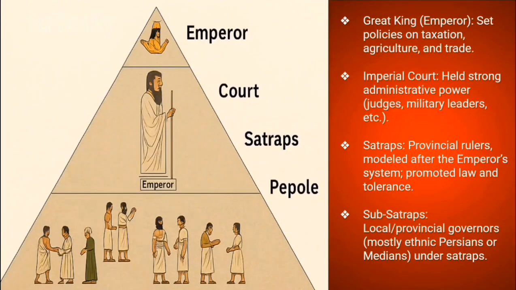To prevent corruption, the king used a secret group called the eyes and ears of the king. Those royal inspectors traveled across the empire to check whether the satraps were loyal and doing their duties properly. This entire system allowed the king to control a huge empire efficiently, while also allowing local customs and leadership to continue peacefully.